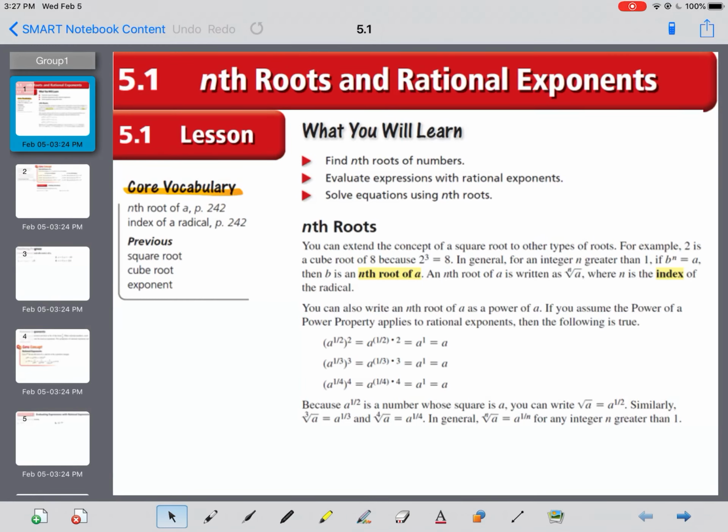Chapter 5, Section 1. Nth roots and rational exponents. We have talked previously that roots and exponents are opposites, like add and subtract are opposites, and multiply and divide are opposites. To the power and then the root of are opposites. And this just goes into more detail about how and why that is the case, and other ways to write a root. A root can be written as a rational exponent or a fraction exponent.